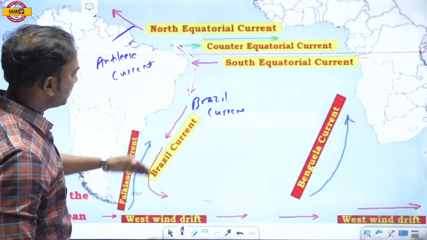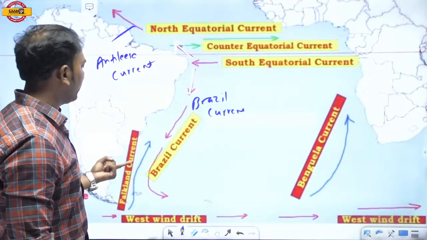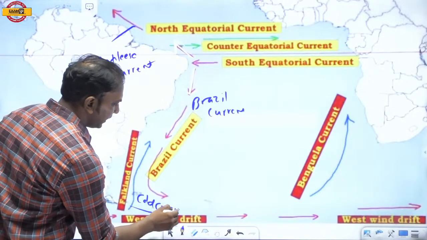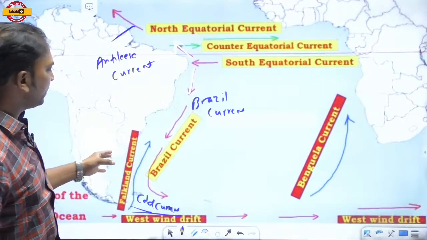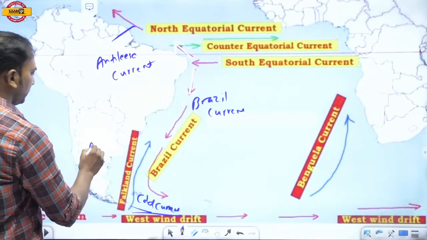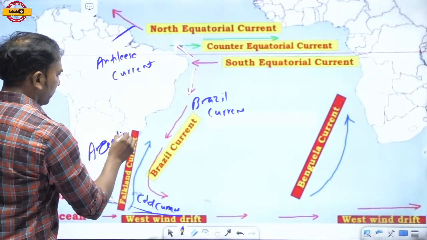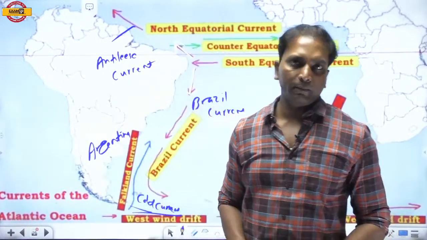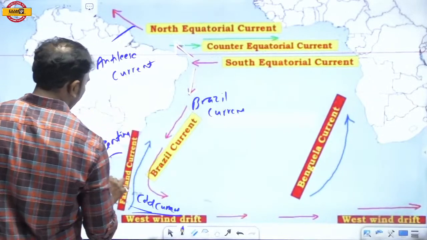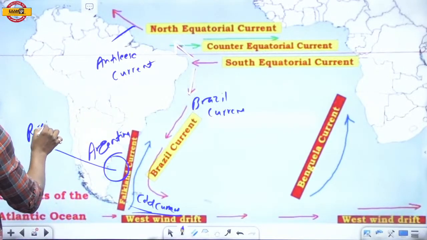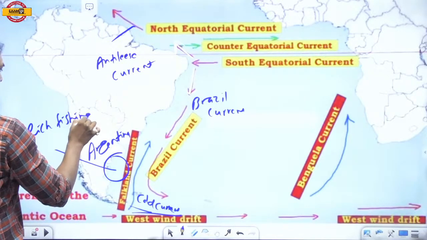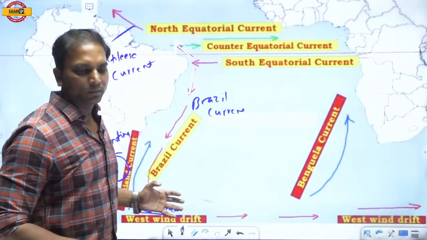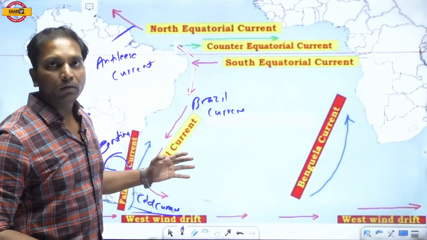Okay, and you also see the Brazil current meeting with the Falkland current, which is the cold current. This side is also a cold current. So at this meeting place, near Argentina, it creates a rich fishing ground, because of the merging of cold and warm water.